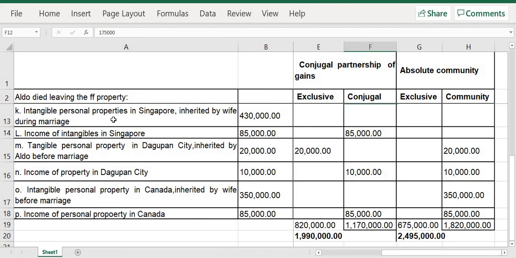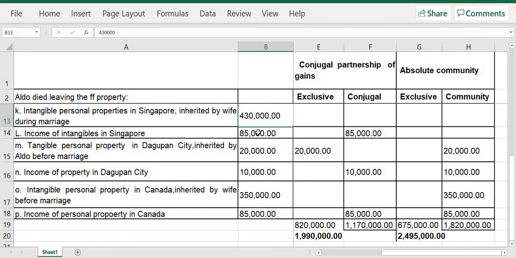Letter K, intangible personal properties in Singapore inherited by wife during marriage. 430,000. So, na-inherit daw ng wife during marriage. Okay? So, lahat ng properties acquired by a gratuitous title during marriage under conjugal partnership of gains and absolute community property will be the exclusive property of the wife. Kaya, hindi siya part ng conjugal or community property. Exclusive property yun ni wife. Remember, yung kinukompute natin dito na exclusive property is the exclusive property of the decedent, Aldo.